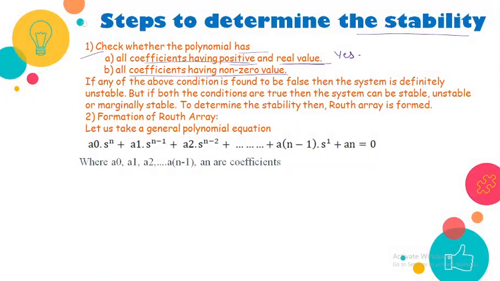So if any of the above conditions is found to be false, like if any coefficient has a negative value, or it's not real, or any coefficient has the value 0, then the system is definitely unstable. So this is the first way that you can find the stability of any system.